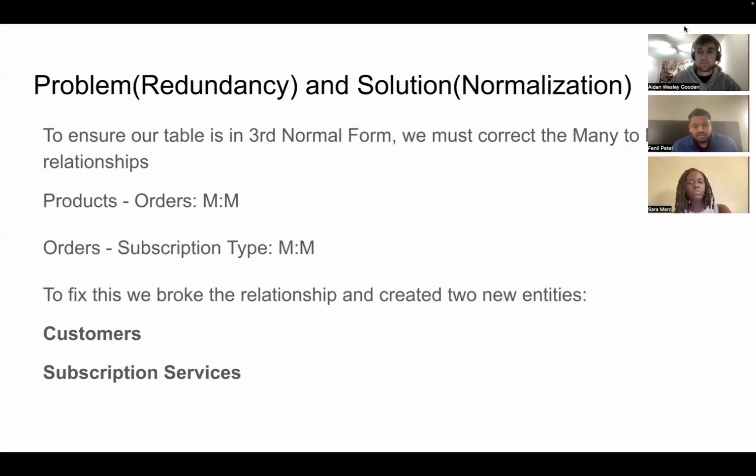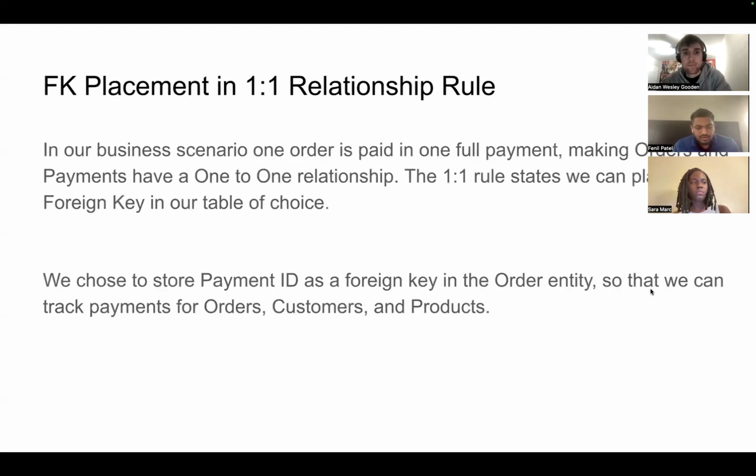Now the problem and solution. We noticed some challenges with our many-to-many relationships, like between products and orders or orders and subscription types. This relationship could cause redundancy and make our database less efficient. To ensure our dataset is in third normal form, we fix this relationship by breaking them into two new entities, namely customer and subscription services. And this process is called normalization, which helps in organizing the data better.